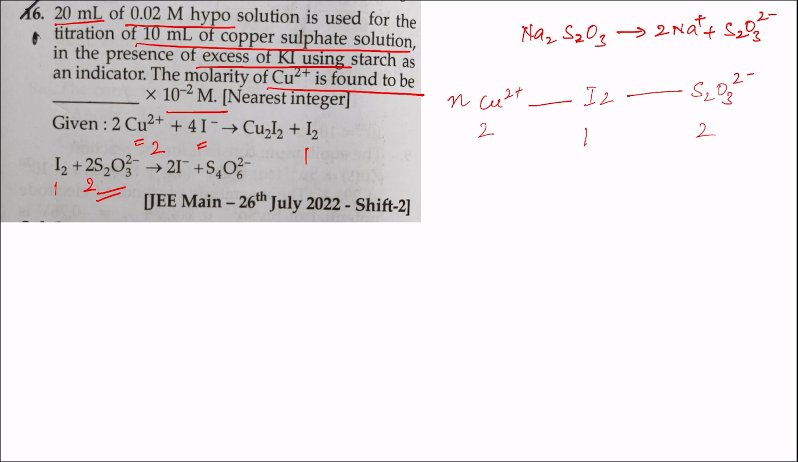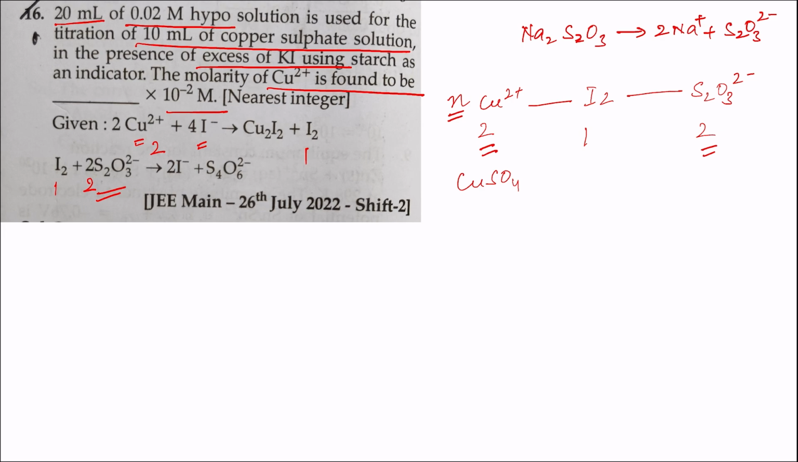So it can be seen that moles of hypo is same as moles of Cu2+ ions. This n denotes the number of moles. So it can be written that moles of copper sulphate is equal to, now this Cu2+ ion is coming from copper sulphate, so moles of copper sulphate is equal to moles of hypo. What is the moles of copper sulphate?